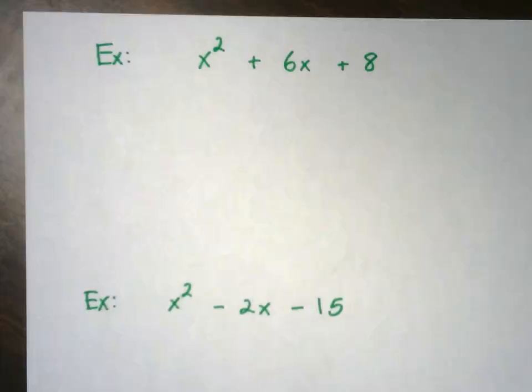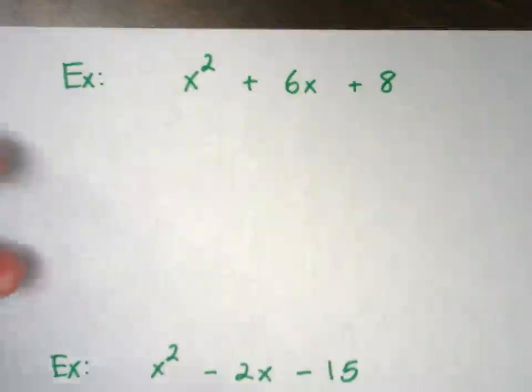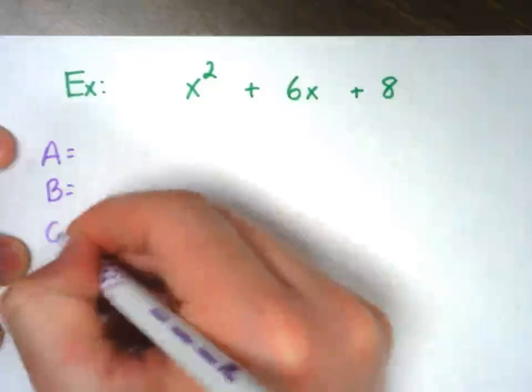All right, so we got 3 problems here that we're going to go over, and this is dealing with factoring quadratics. And let me show you the step-by-step process on how to do this. So we're going to look at the first problem here, obviously first. Zoom in. So the first step is always to label your A, your B, and your C.